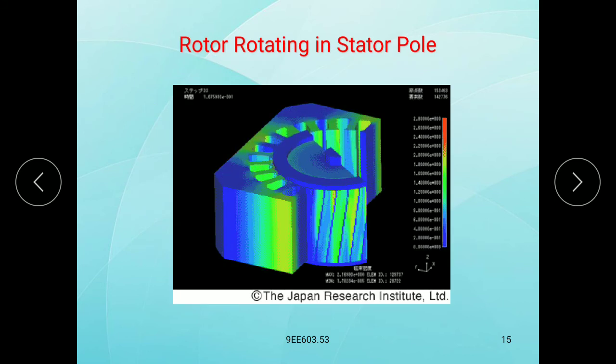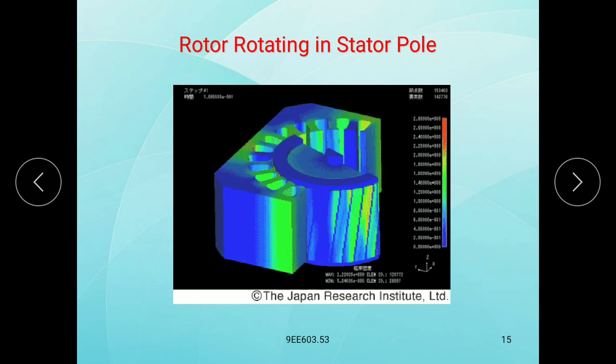So see here the rotor rotating in the stator poles, how it is rotating.